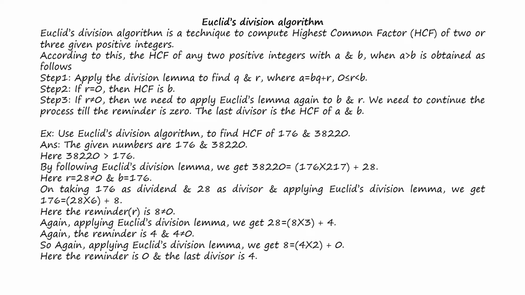Here the remainder is 0. So the last divisor is 4. Hence, the HCF of 176 and 38,220 is 4. This is the answer.